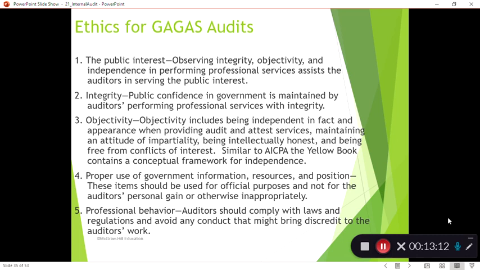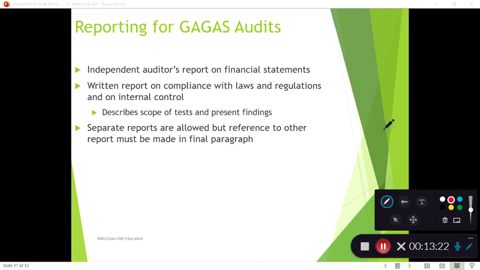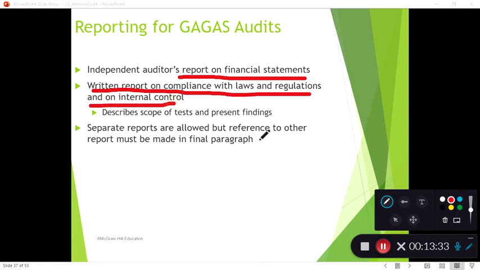There's ethical behavior, just like there is for the CPAs, in terms of doing governmental audits. And like I mentioned before, for this you still have to have the financial statement report, but now you have to have a separate written report on compliance with laws and regulations and on internal control. So the summary slide says a lot, and these slides behind it are just filling in the details.